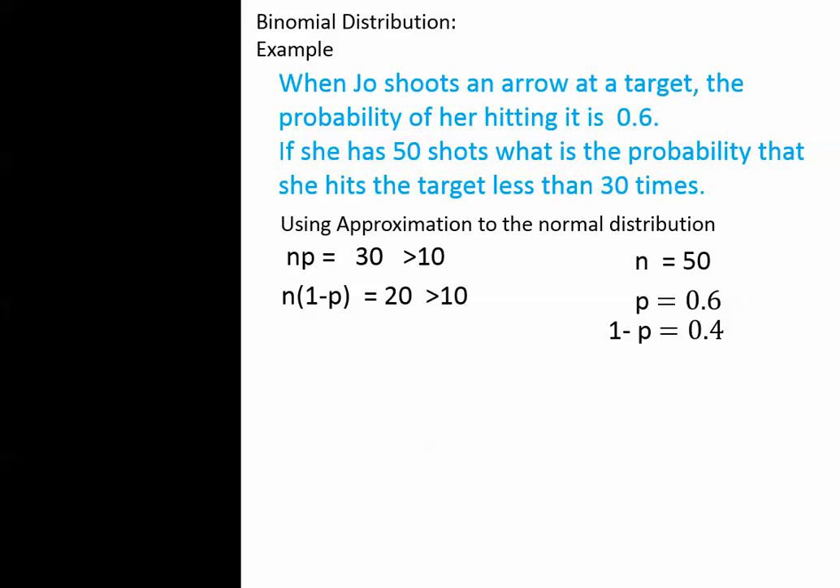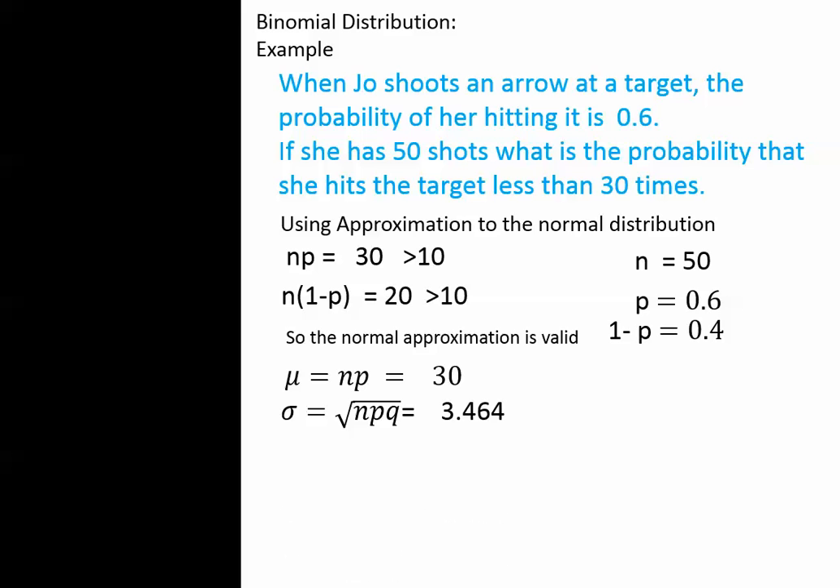So what's the mean and the standard deviation? The mean is given by NP. So NP, 50 times 0.6, we've already worked out in our head, is 30. The standard deviation of the equivalent normal distribution is given by this formula, the square root of NPQ. So it's 50 times 0.6 times 0.4, and then take the square root. And if you do that on your calculator, you'll see it's 3.464.